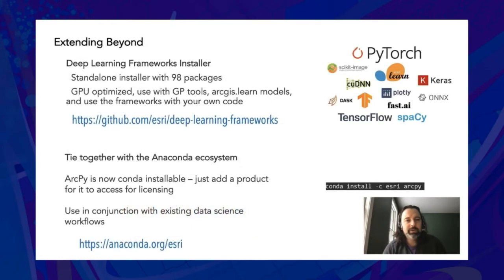So a couple other things I wanted to mention in this space is that there's also a deep learning frameworks installer. So this augments that collection of packages that Pro includes with an additional 98 packages. And they're all GPU optimized. So for some of these, you're really going to want to have a decent GPU for doing certain kinds of deep learning models. But they're useful for lots of other applications as well. You can use them directly. There's a number of tools that call them now. You can call the ArcGIS Learn models, or you can just use the frameworks yourself. You could call PyTorch or do something along those lines. This is an optional install that you can get from this GitHub site.